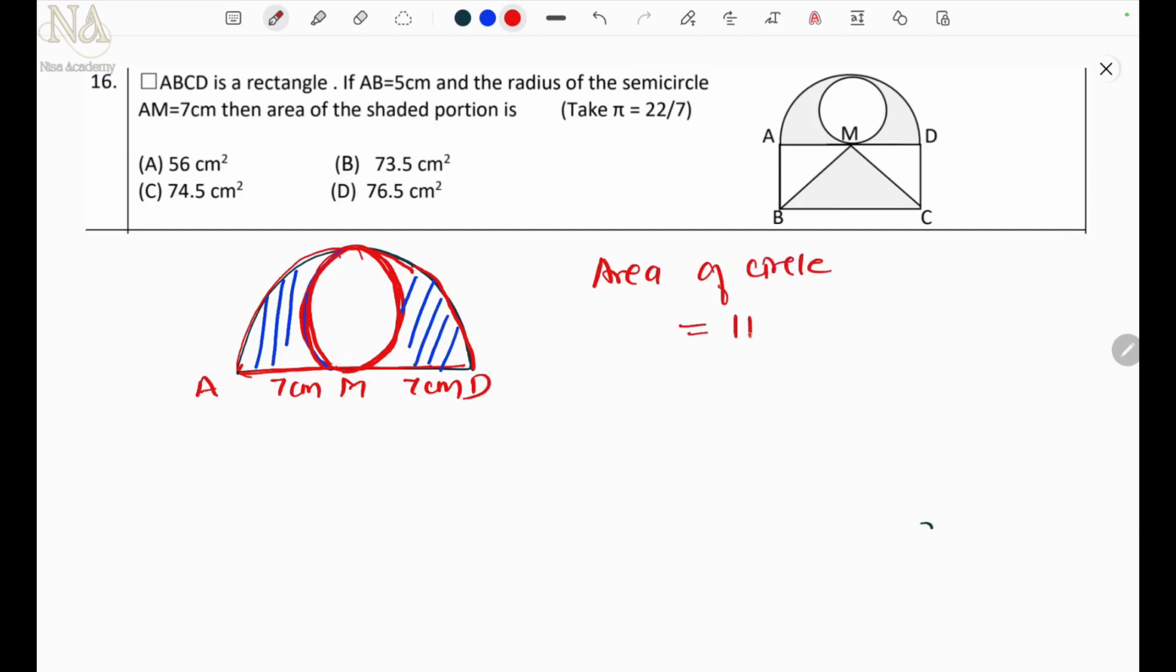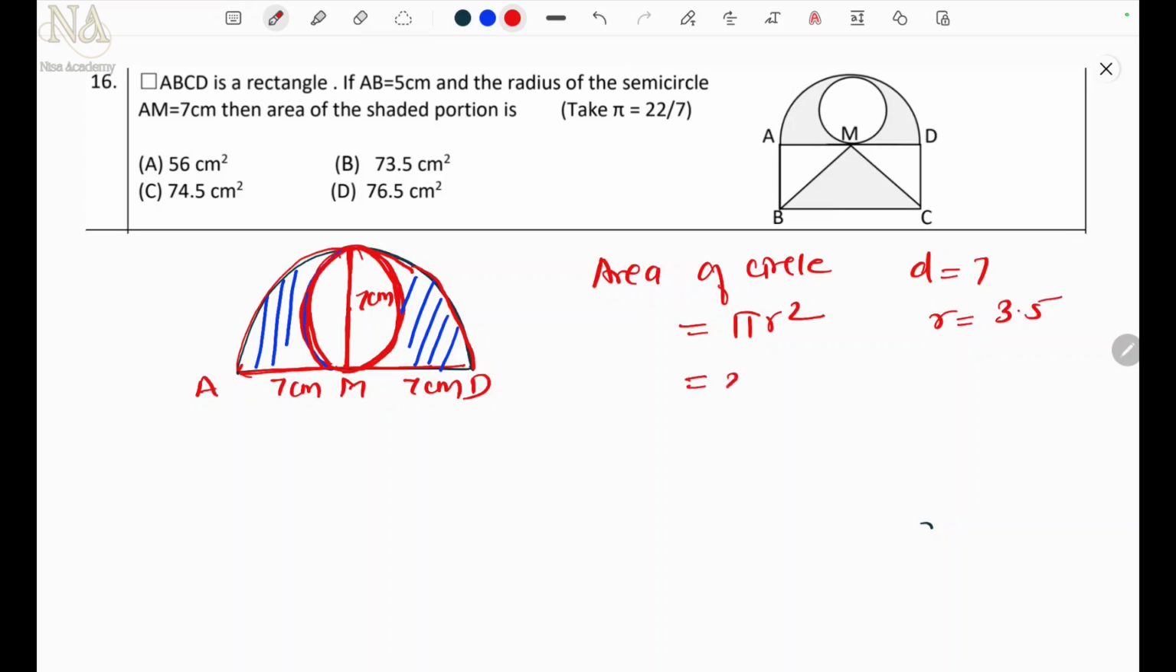So what is the formula? Pi r square. But we don't have r here. Yes. So see carefully, this is the circle. Now this whole, this is the diameter of the circle. But actually it is the radius of the semicircle. Is it the radius of the semicircle? Yes, it is. So how much is it given to us? 7, right? And it's the diameter of the circle. So the diameter of the circle is 7. So the radius will be 7 by 2, which is 3.5.